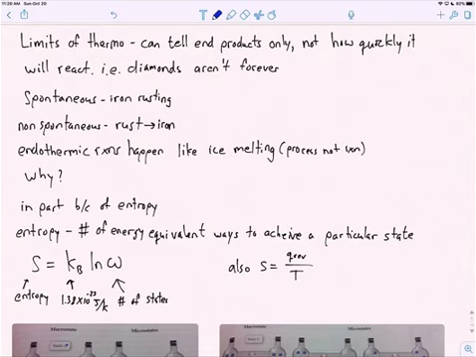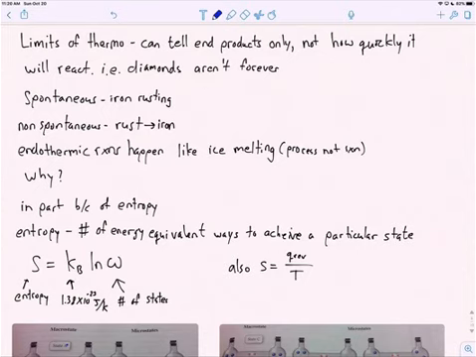Also, some endothermic processes do happen, like ice melting. Ice melts, right? But that absorbs energy. So why does this happen? Why are we having endothermic processes happen? And it's because of entropy.